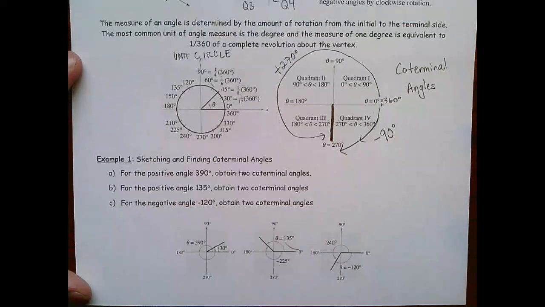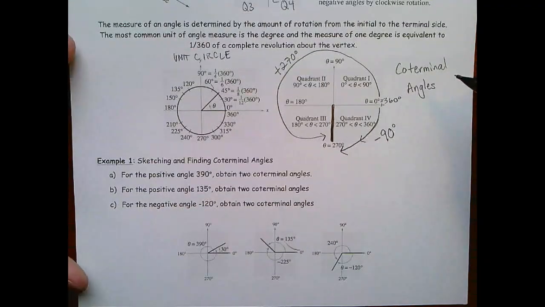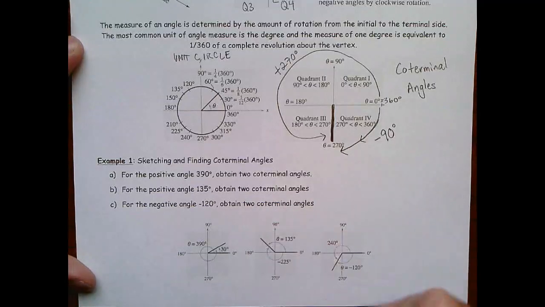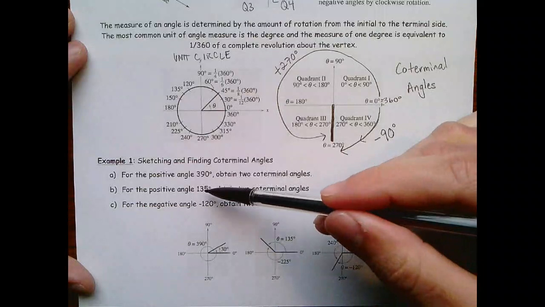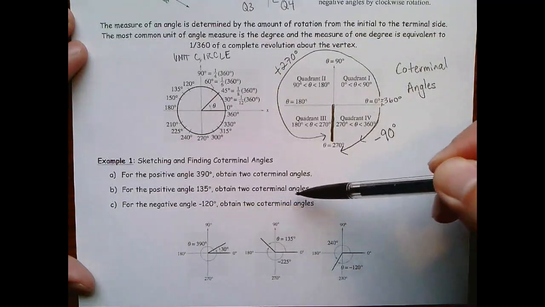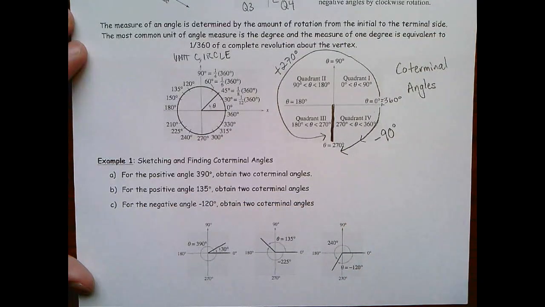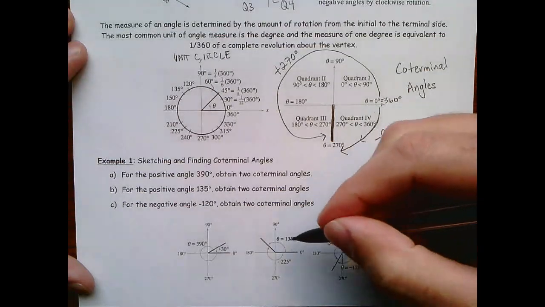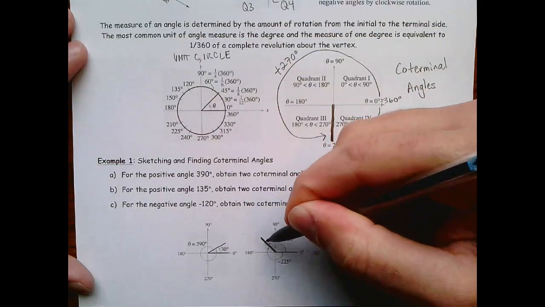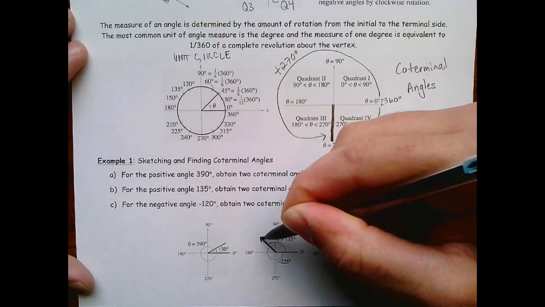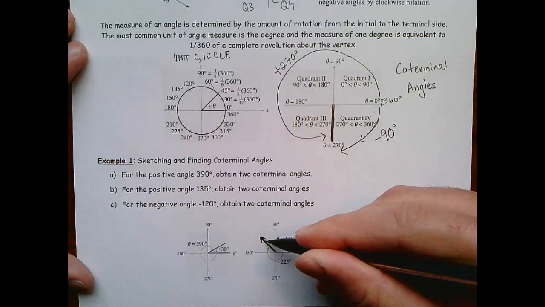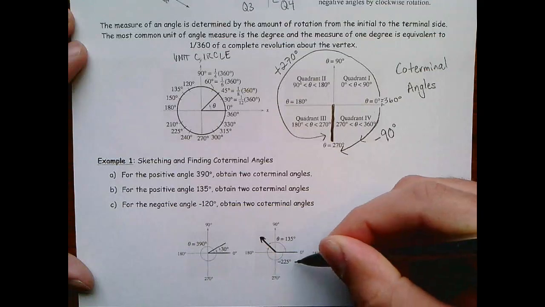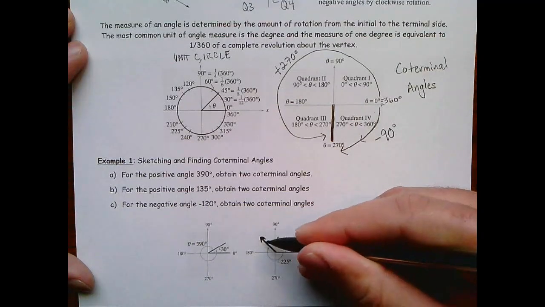So if that's okay, that kind of leads us into our first example. It talks about sketching and finding coterminal angles. So let's start with B, and then we'll come back to A. So here it says, for the positive angle 135, obtain two coterminal angles. So can we obtain any angles that would match up with 135? And you can't just pick 135 because that's where it starts. But what you can say is, let's say I go out to 135. If I am at 135 and I travel entirely one more time around the entire circle, I could get back to the same exact place.